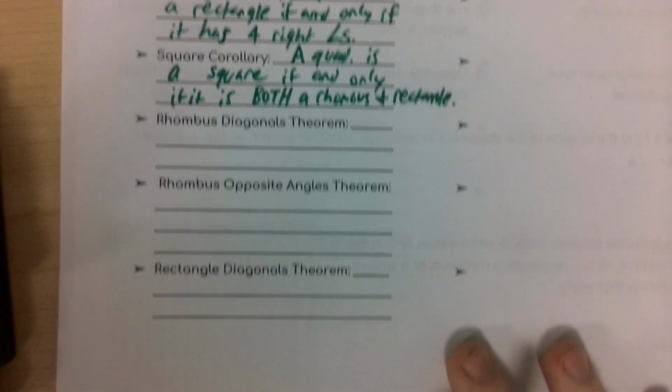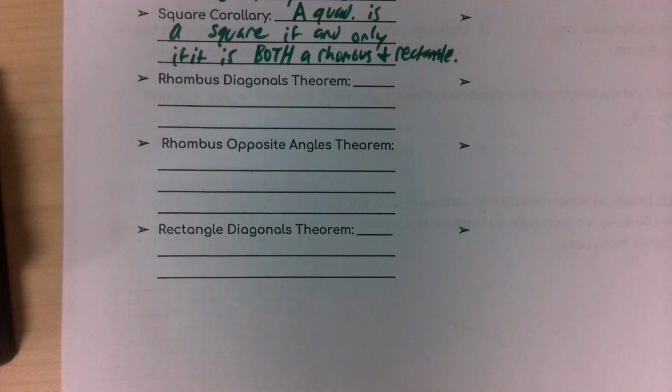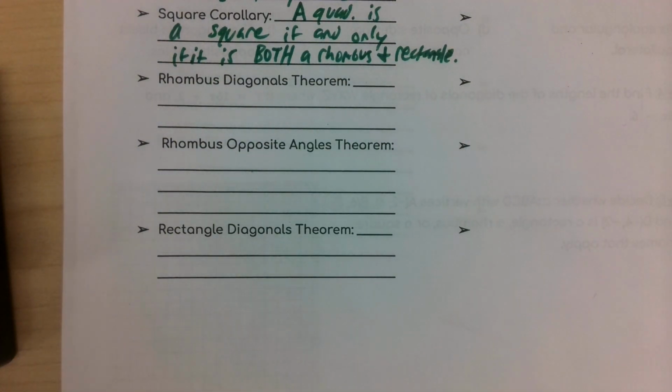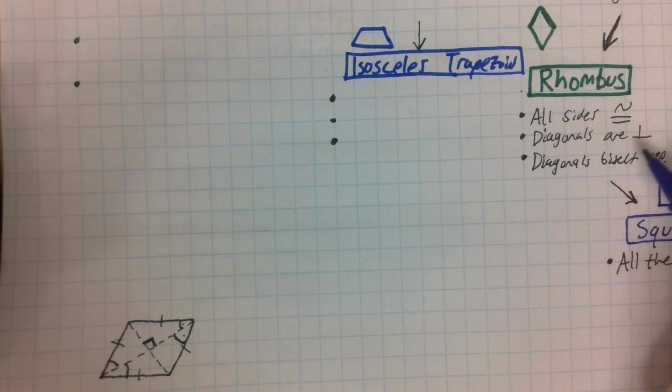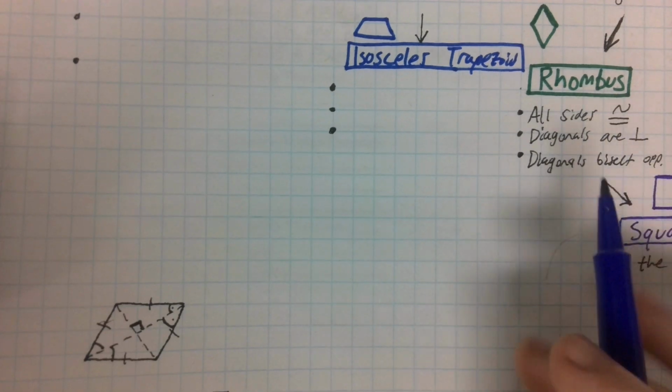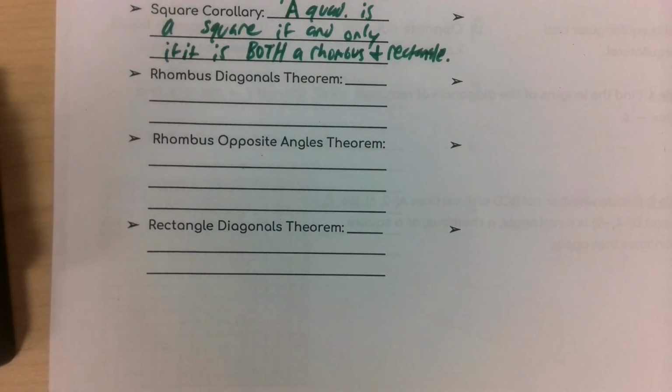Last 3 definitions, and we're going to move on. Starting off, we have the rhombus diagonals theorem, which is actually one of the points that we mentioned over here. Didn't we say that the diagonals of a rhombus are perpendicular? That is the rhombus diagonals theorem.